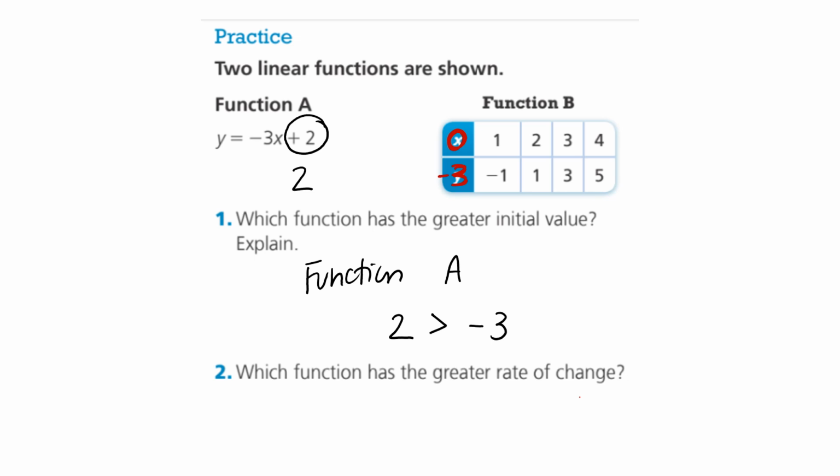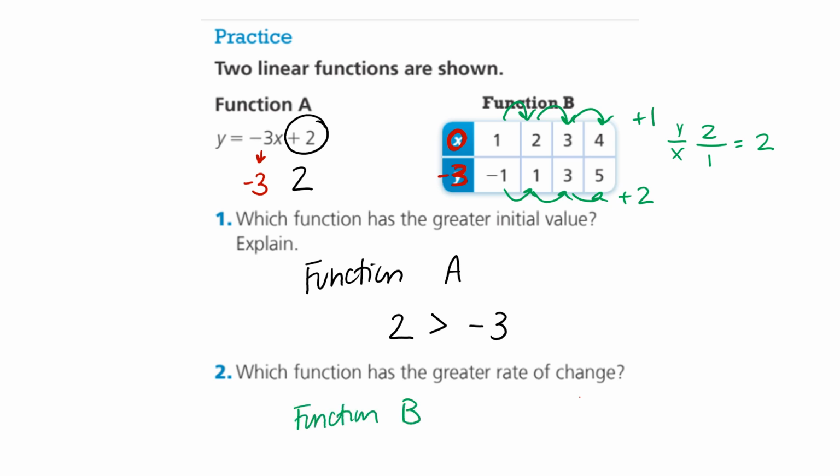Now, which function has the greater rate of change? The rate of change is our slope, -3. To find the slope of the table, we're counting our pattern. So that's a +1 across the top. It is a +2 across the bottom. We set it up as a fraction, y divided by x. 2 divided by 1 is 2. 2 is greater than -3. And so B has a greater rate of change.